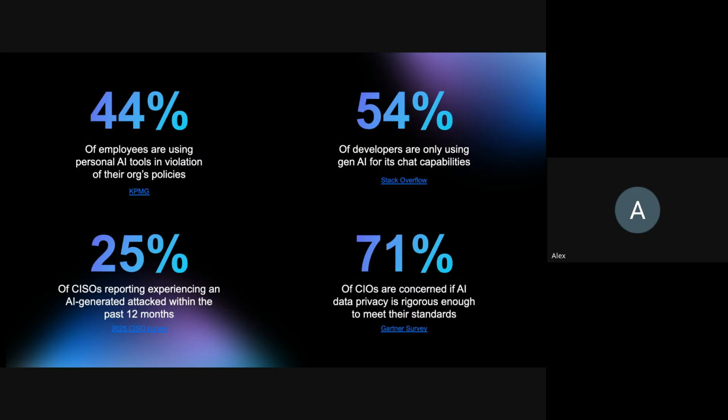Stats slide. Everybody's got to have one, right? So if KPMG are right, close to 50% of corporate employees that are using AI today are doing so outside of the policies that their businesses have set.